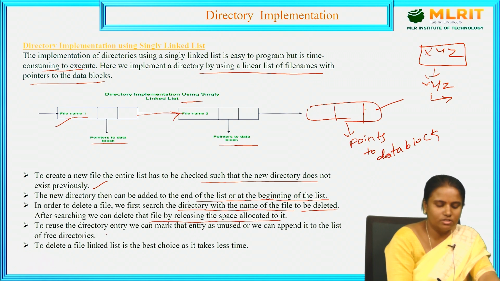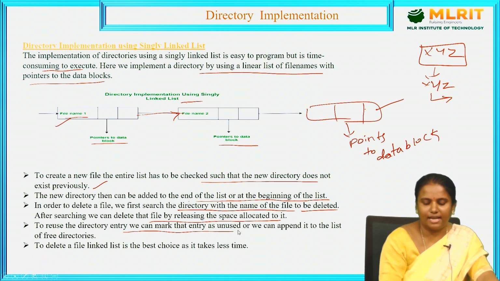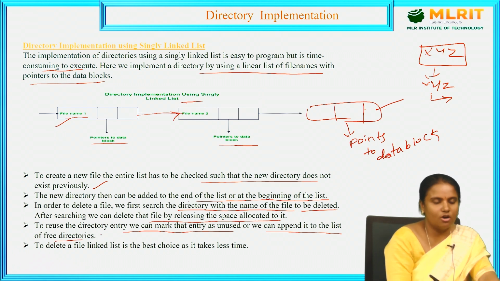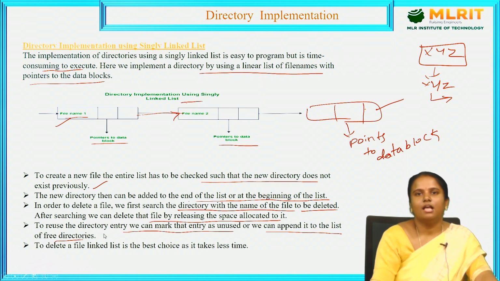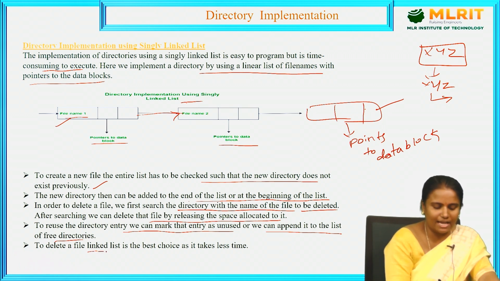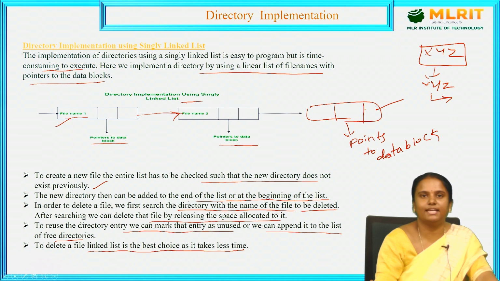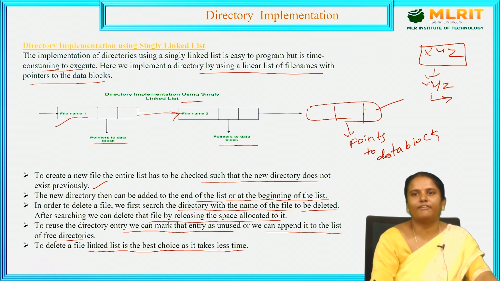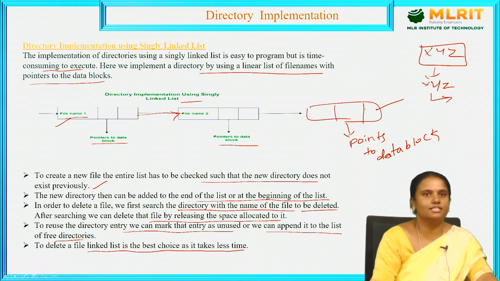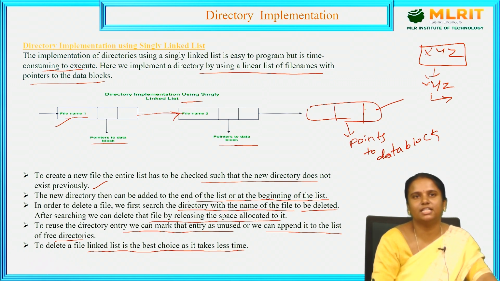To reuse the directory entry, we can mark that entry as unused or append it to the list of free directories. Append means added. So we can append two or more files when entries are free. For deleting a file, the linked list is the best choice and it takes less time. This is how directory implementation is done with the singly linked list.